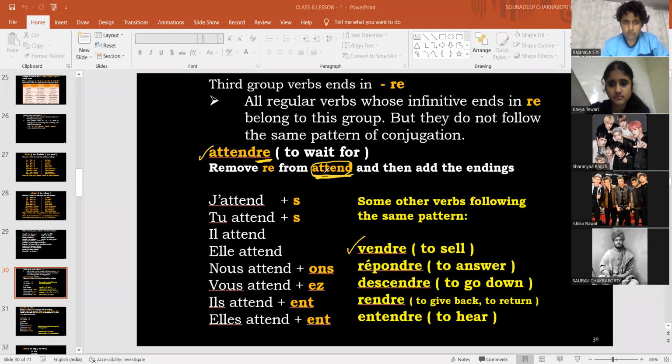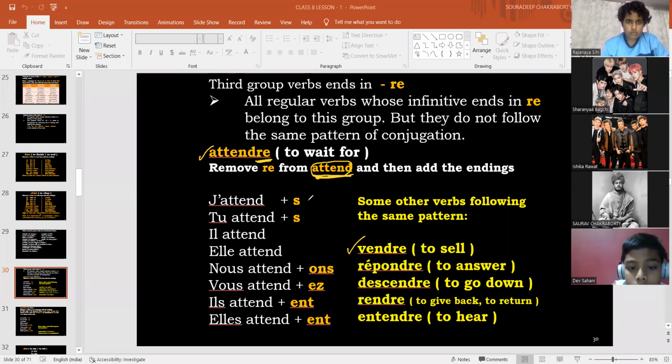So a, t, t, e, n, d. And then we add the endings in this way. With the third person singular, we don't add anything. Here we add ons, here ez, here ent, here ent. I am asking about this verb vendre. So what is the root of this verb? Sir, vend. Spell. V-E-N-D. Yes, vend is the root.